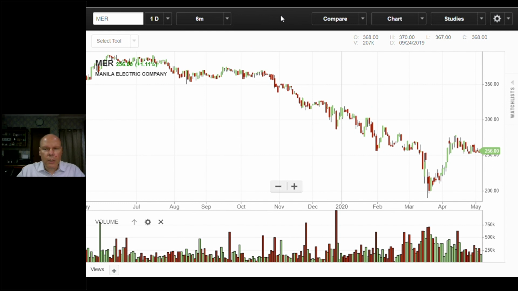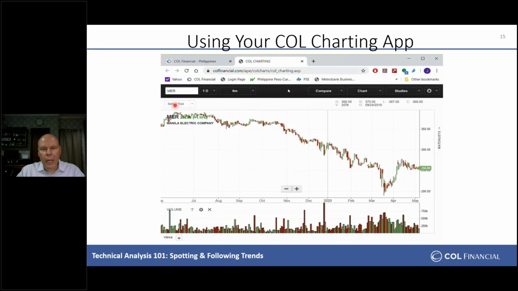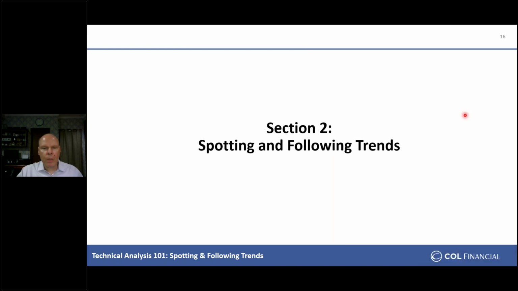So the charting tool here is quite versatile. You can also use the select tool here to draw lines, trend lines, channel lines, and Fibonacci retracements. So go ahead and play around with it so that you can try to maximize your use of this. All right, so let's get into spotting and following trends.